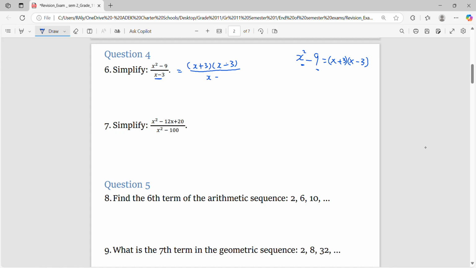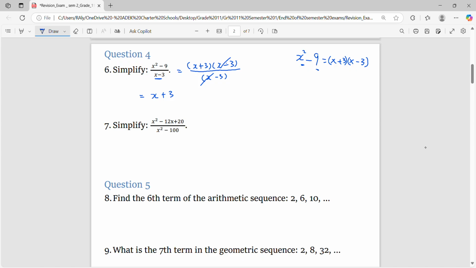Now tell me if you see any common factors between numerator and denominator. We can cancel them out. Yes, we have x minus 3 and x minus 3. So the answer is x plus 3. I think this is very easy for everyone to do. Go to question 7. Try to do it by yourself. I will wait for you a moment. Pause the video and try to do it by yourself.